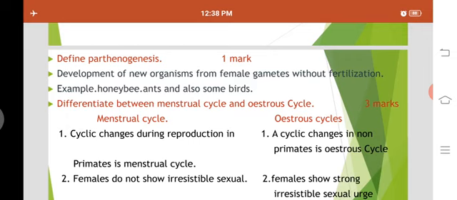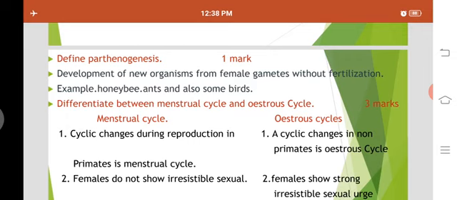Without fertilization, the eggs are directly converted into an embryo, and from that embryo a new organism is obtained. Understood? This process is called parthenogenesis. You have studied about this in detail.